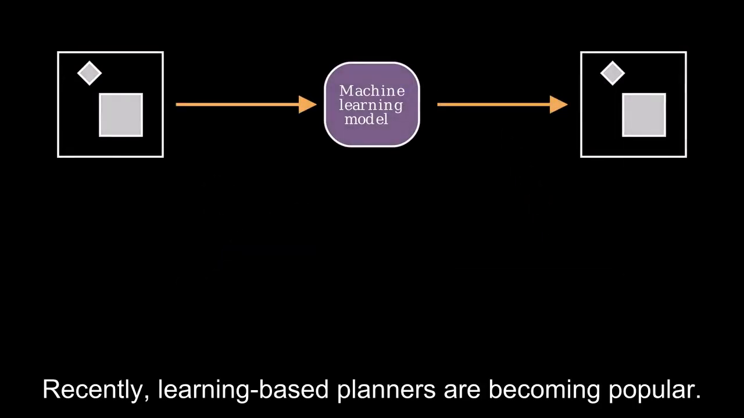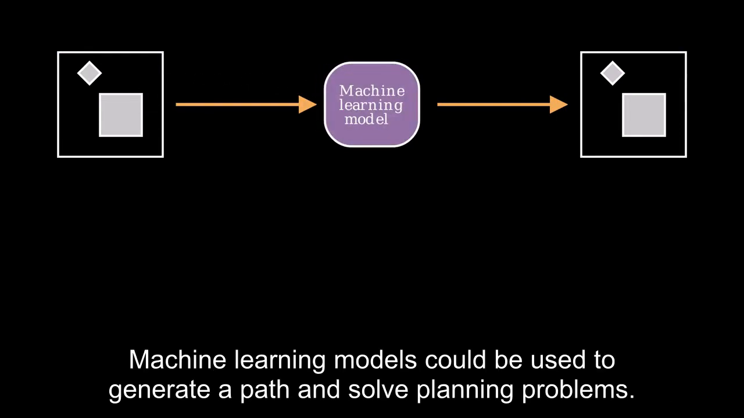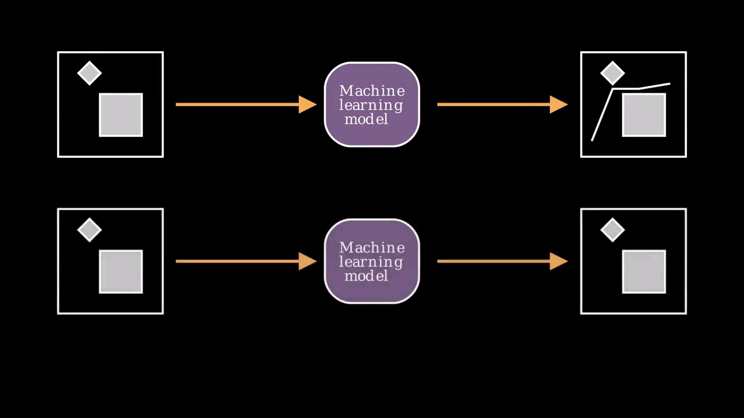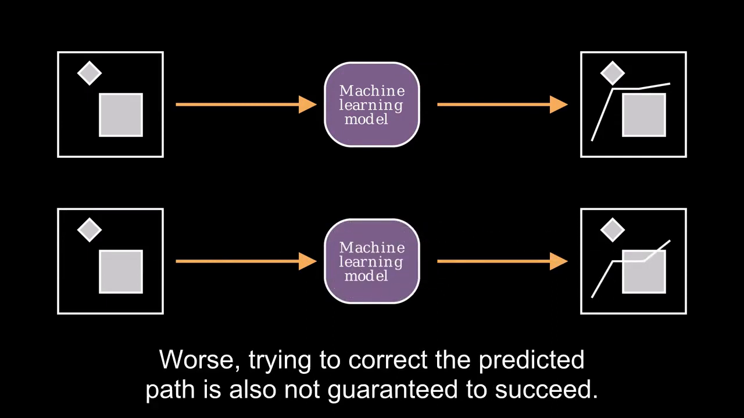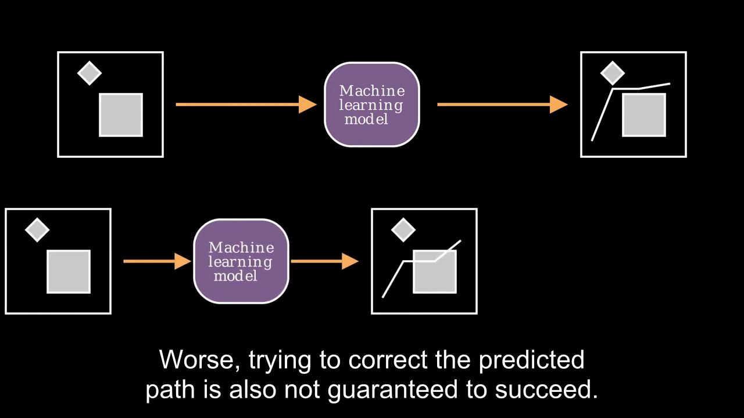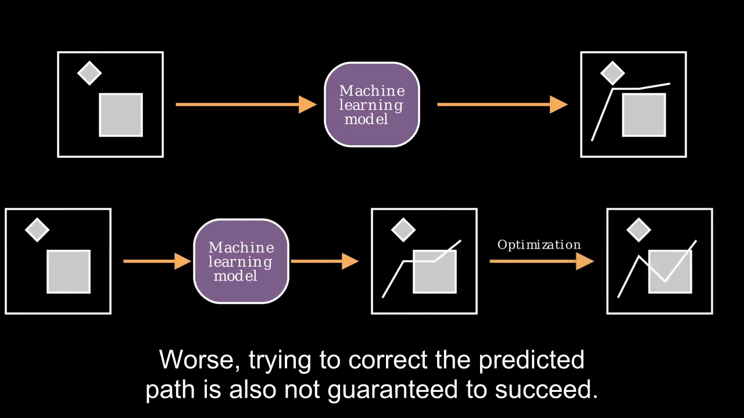Recently, learning-based planners are becoming popular. Machine learning models could be used to generate a path and solve planning problems. However, they usually do not have any guarantees on the success rate. Worse, trying to correct the predicted path is also not guaranteed to succeed.